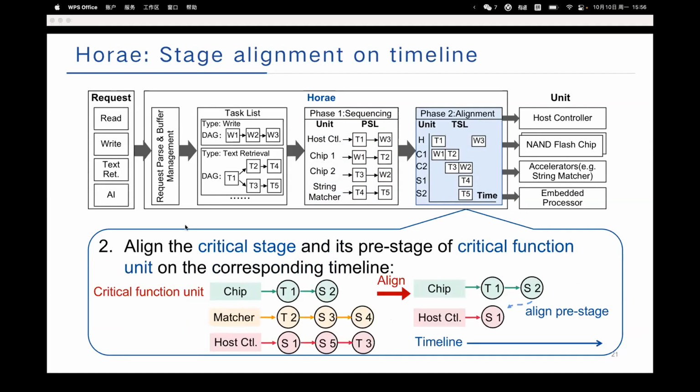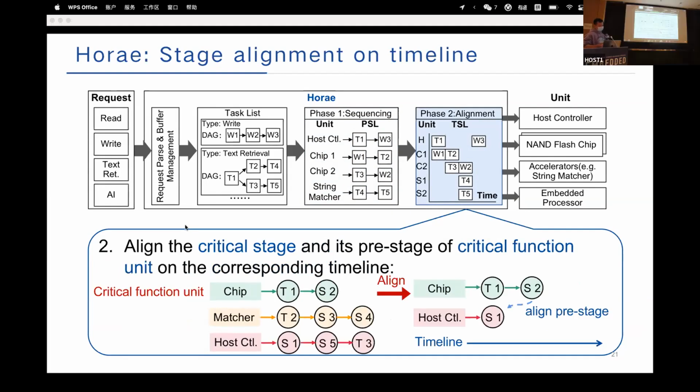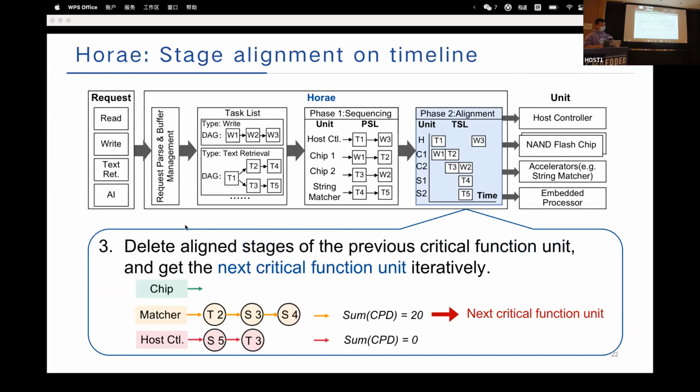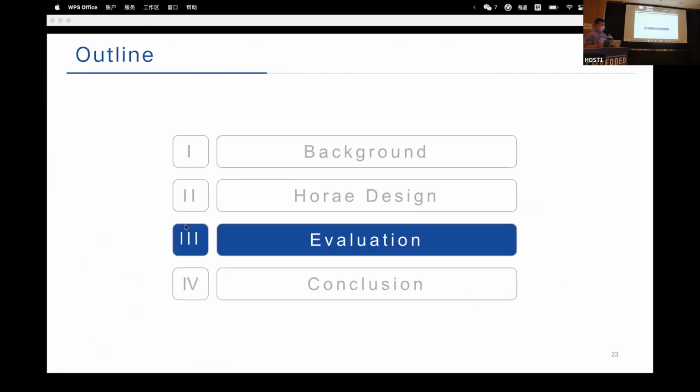So next, Horae will align the critical stages and its pre-stages to the timeline. If all parent stages have been aligned, it can align directly, but if not, it has to align all its pre-stages first. Lastly, when Horae aligns the stages on the timeline, they can be deleted. So that's all of Horae's workflow.